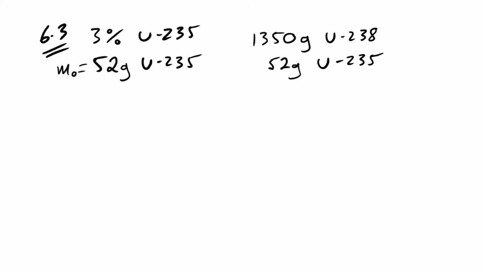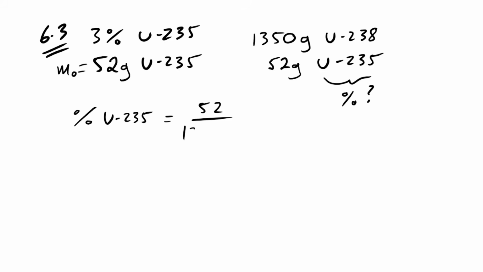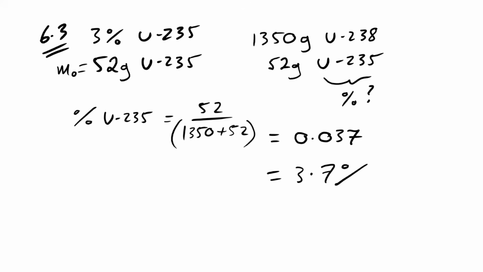So basically, we just want to know what this percentage is compared to the whole thing. So the percentage of uranium-235 is going to be equal to that 52 grams divided by 1,350 plus 52. In other words, the total mass is just the bit divided by the lot. We know that's what any percentage is. And we end up with 0.037 as our number. So that is 3.7%. That is above our 3%. Therefore, yes, it would have been good. In fact, a lot of use that is now.